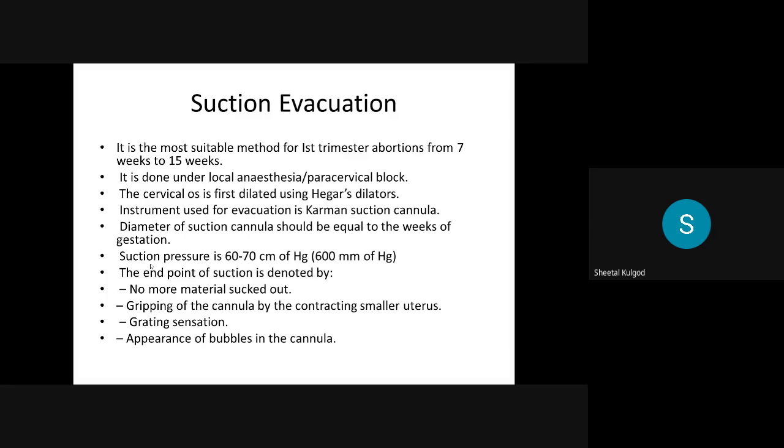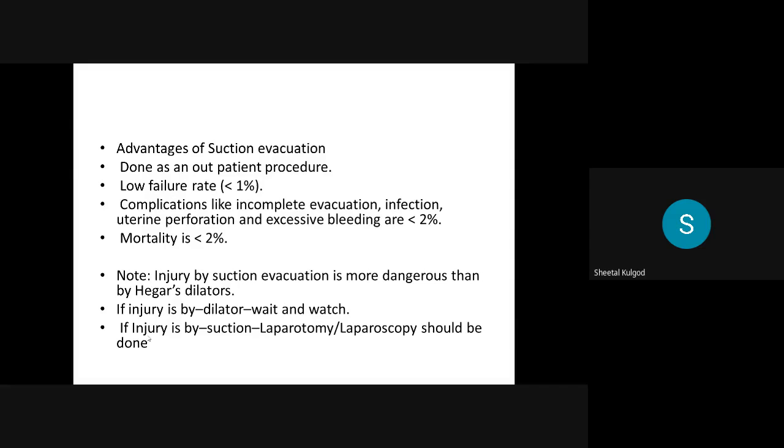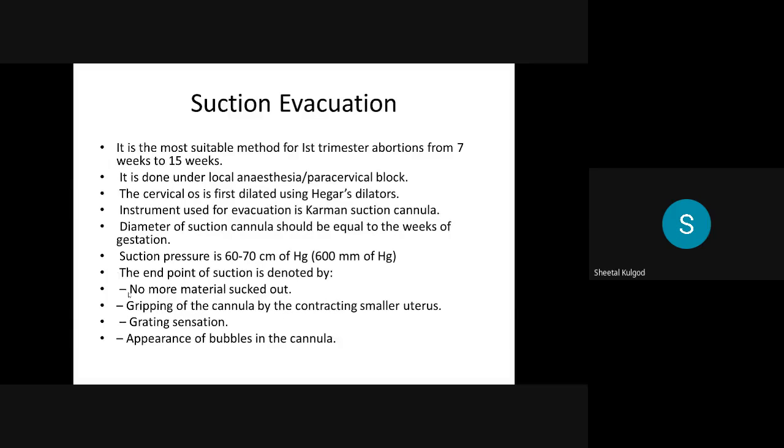Now, suction pressure is 60 to 70 centimeters of mercury, and the end point of suction is denoted by certain signs. These are the important points which suggest that the abortion procedure is complete, and then you have to stop the procedure. Which are those points? One is that no more material is sucked out.